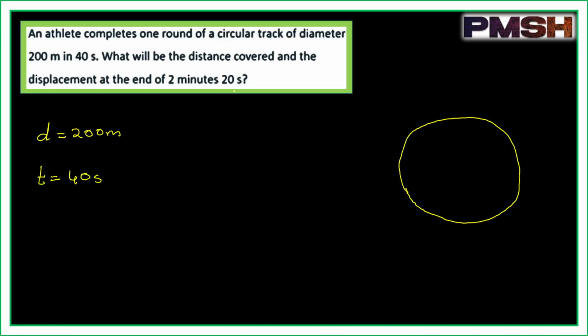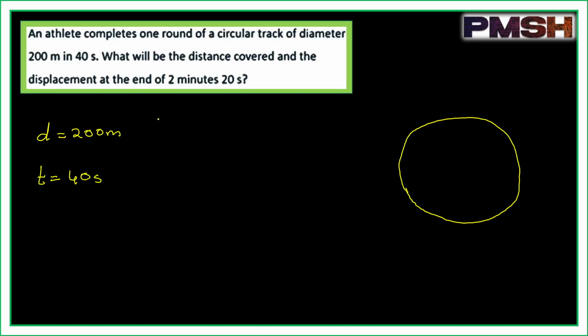Then you can draw a figure. If possible, you can draw some figures to represent the situation of the question. And you can write the equations of the physical quantity discussed in the question so that it will be very simple. So I have drawn a figure, a circular track, and the diameter is given to be 200 meter and the time is 40 seconds.